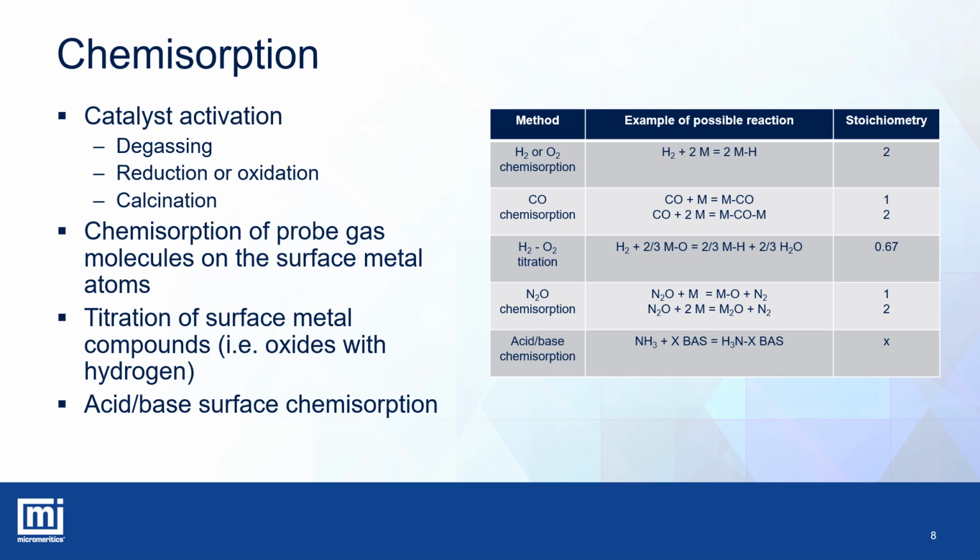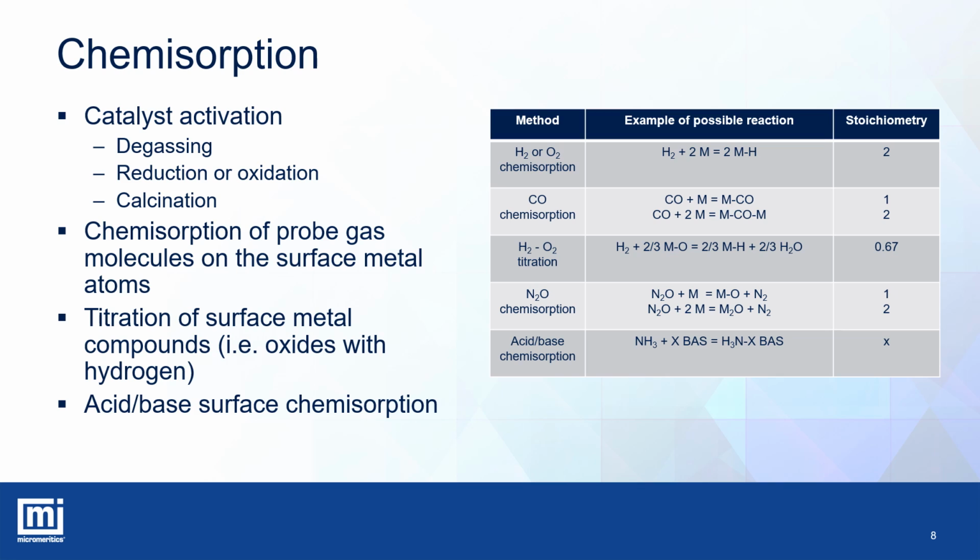Chemisorption of a probe gas with a surface metal according to a known stoichiometry. Titration of a surface metal oxide or hydride with hydrogen or oxygen. Again, the stoichiometry of the reaction must be known. Chemisorption of a basic gas like ammonia with a surface acid site. In this case, the stoichiometry is often unknown.